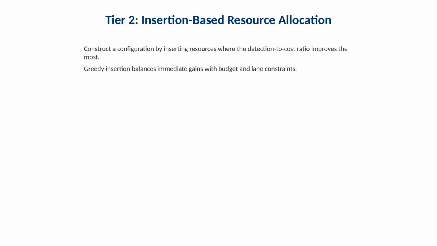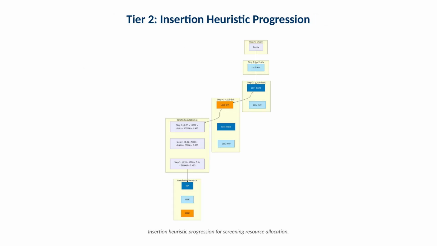Tier 2 uses an insertion heuristic to build a good configuration quickly. You start with a minimal feasible setup and then repeatedly insert the next best screening resource. Best here means the highest marginal improvement in detection per dollar, while still respecting waiting time and budget constraints. This progression figure shows how the configuration grows step by step.